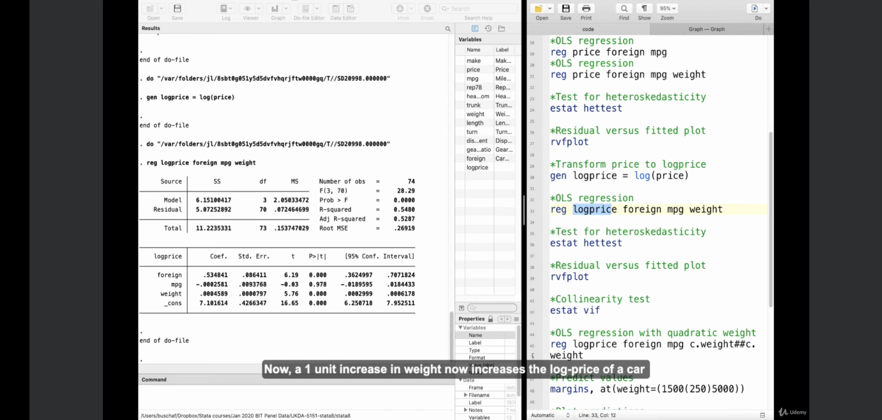Now, a 1 unit increase in weight increases the log price of a car by 0.0004. This can be a rather inconvenient way to interpret our model estimates, so we often retransform the coefficients to make them easier to understand.